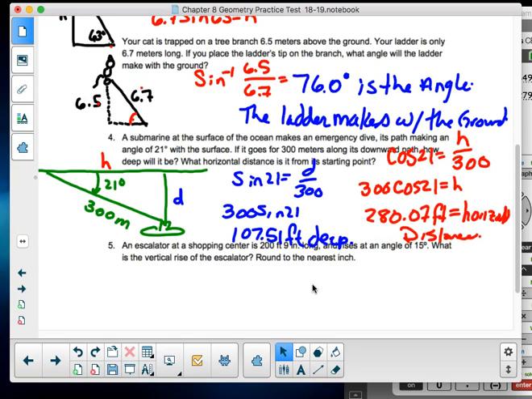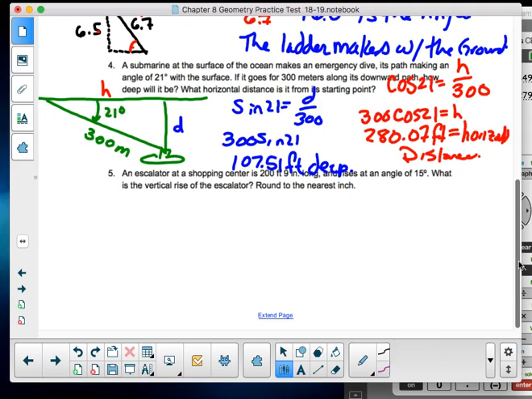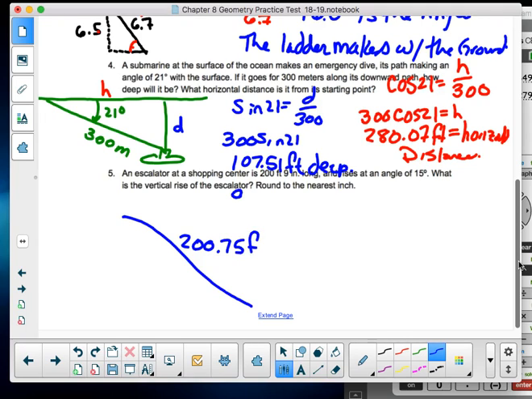I'll get that stuff moved up so I can have room for my other problem here. Now, this next problem, number 5. An escalator at a shopping center. Okay, so I've got an escalator, roughly like that. You know, you get on, you hold the thing and go up. It's 200 feet 9 inches long, which is 200.75 feet long, because 9 divided by 12 is equal to 0.75. And where did I get that? 9 inches divided by 12 inches is 0.75 feet. Okay, and that's why I was able to go 200.75 feet.